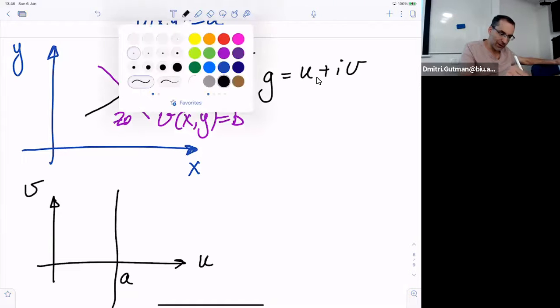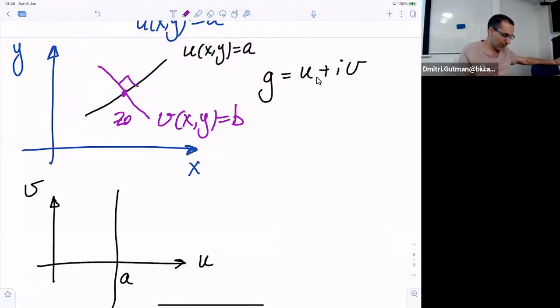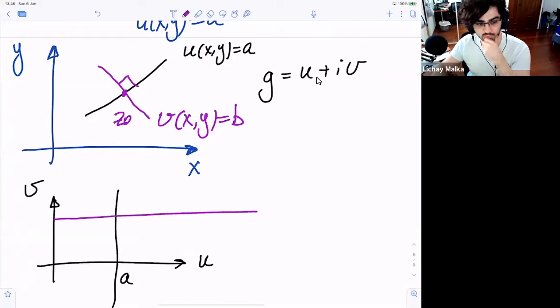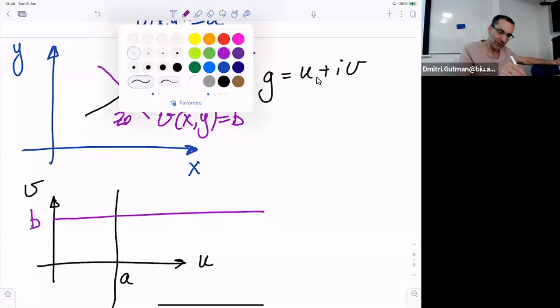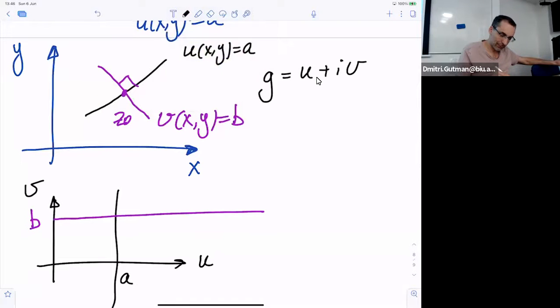And what would be the image of the purple line? It will be a horizontal line at height B, going through the point B. So this is the image of these two curves. And now what is the angle between a vertical and a horizontal line? It's necessarily pi over 2. That's geometrically obvious. So there's a point W0 here, which is equal to G of z0. And at this point, the images of these two lines cross at pi over 2.